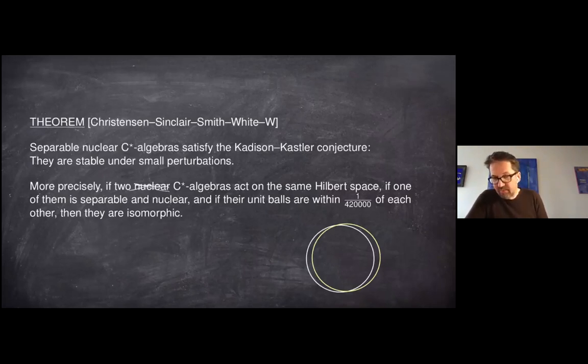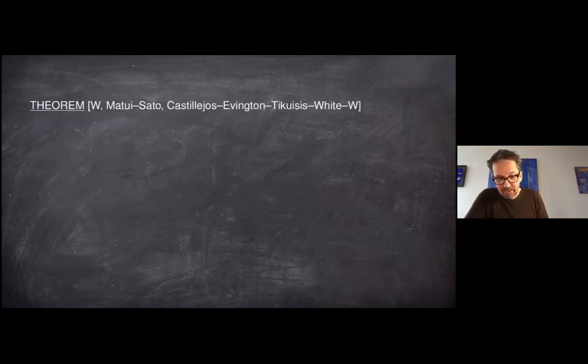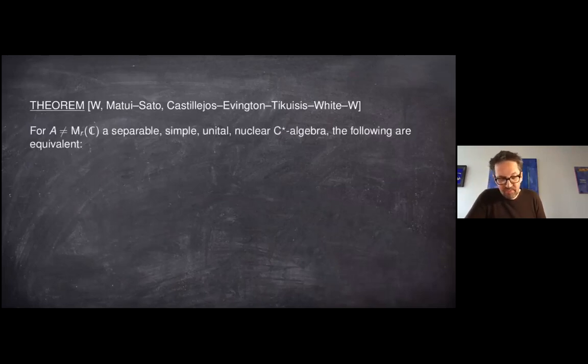All right, and never mind this number, 1/420,000. This, of course, is not optimal. Here's another more recent result. It's a combination of quite a few theorems, actually.